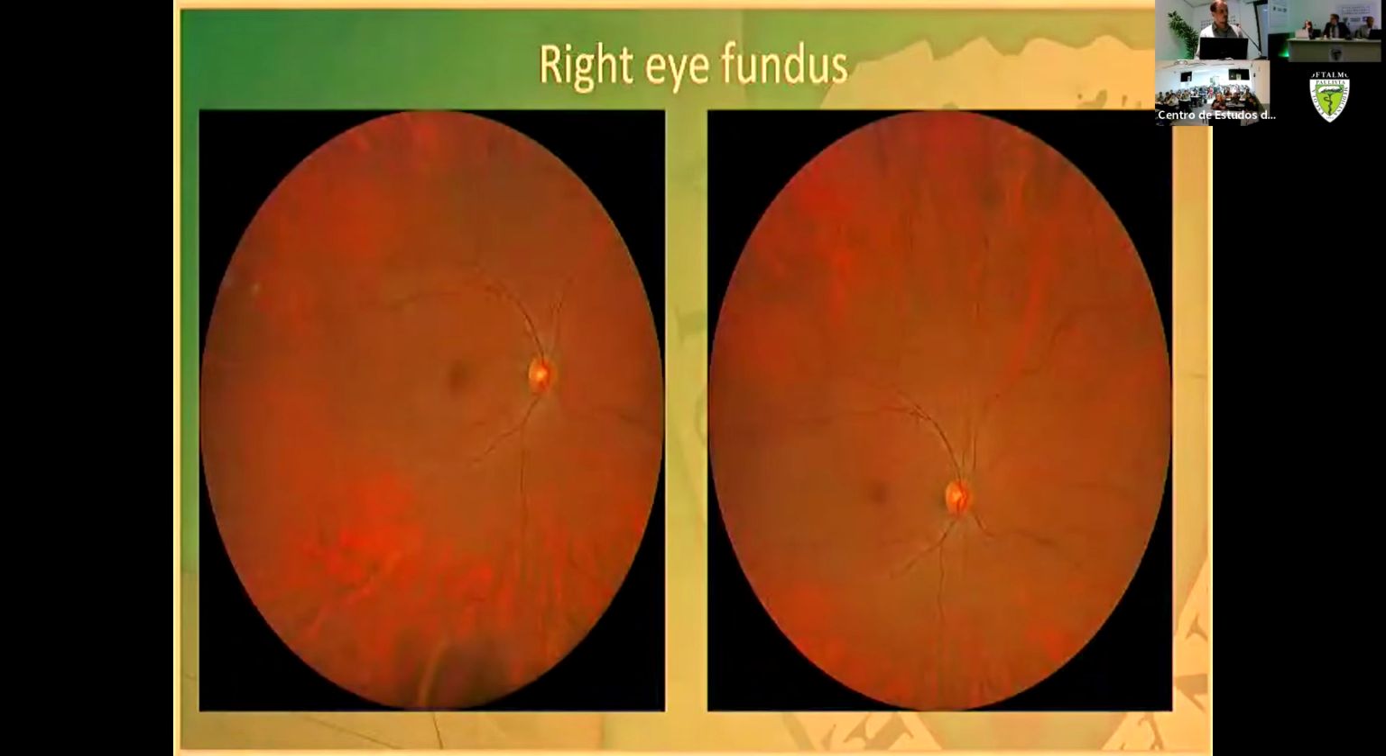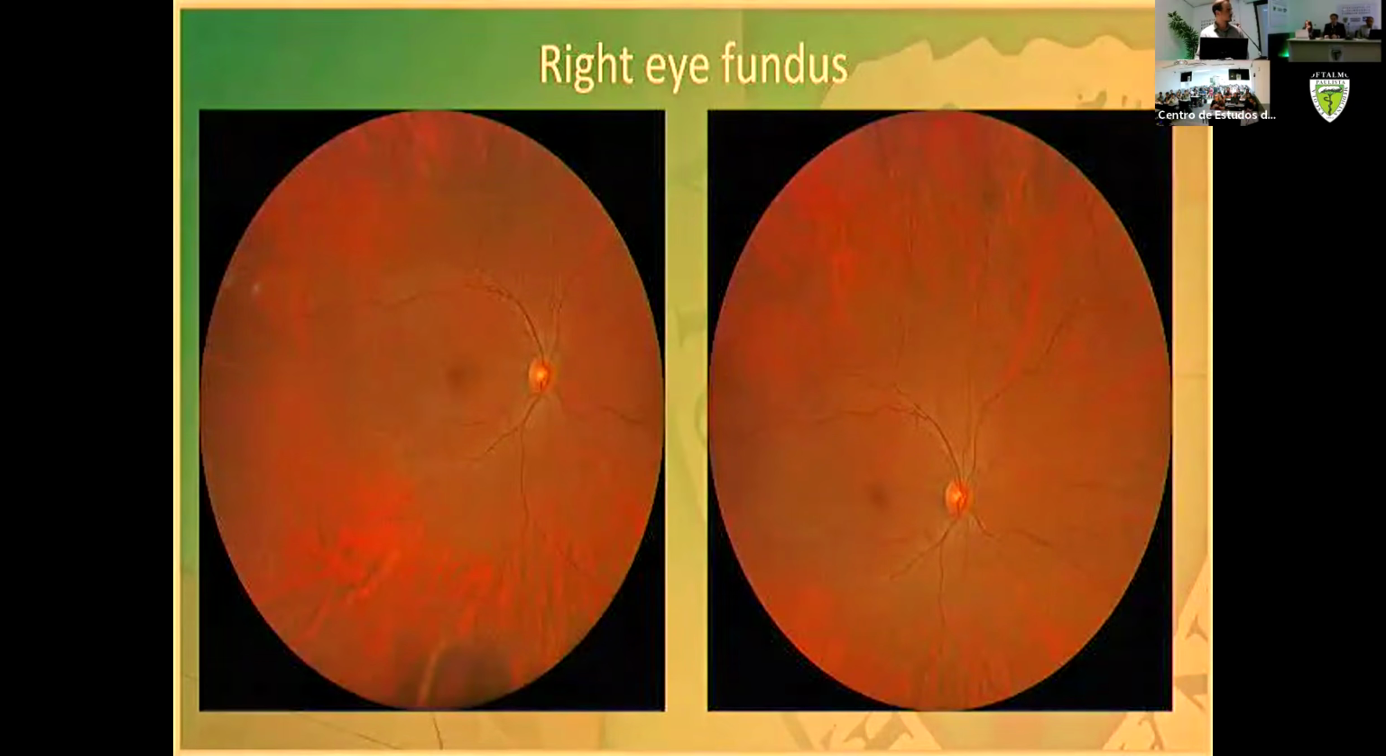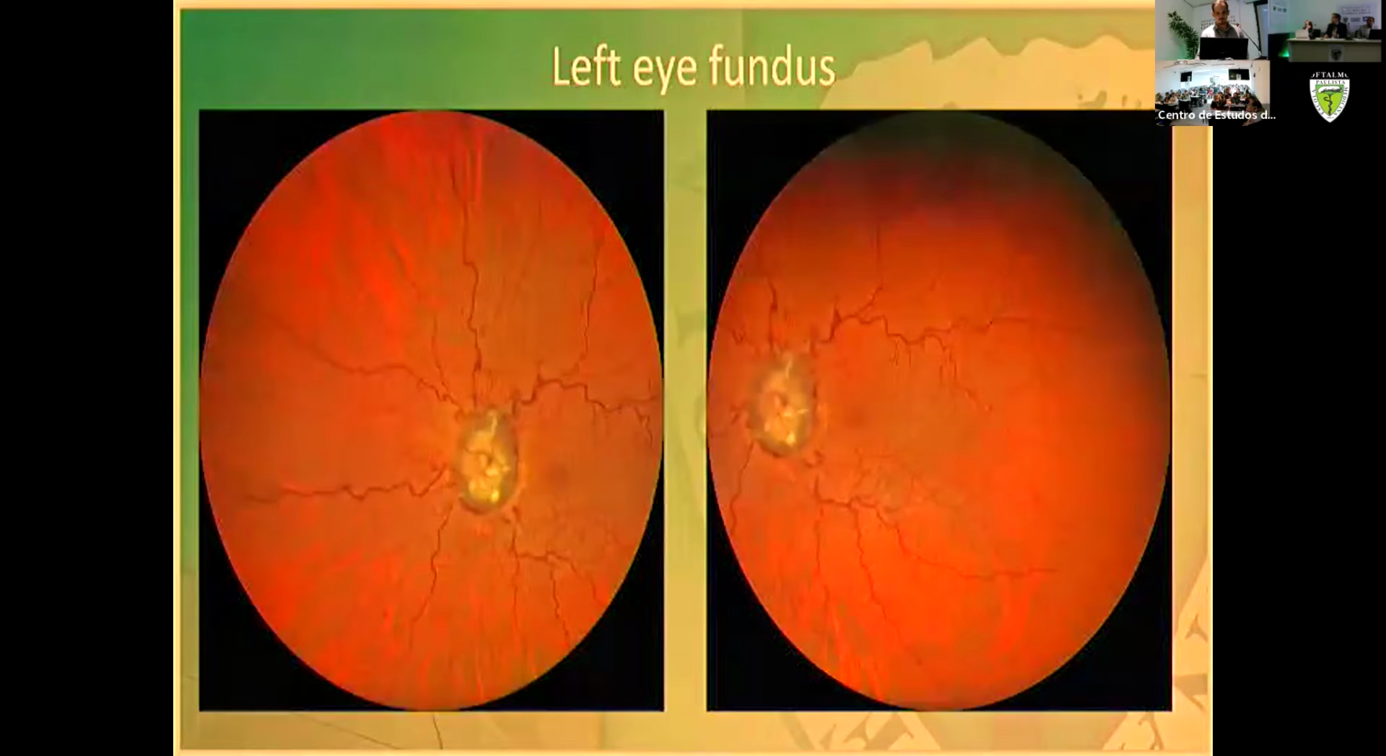Here is the right eye fundus. We can see it's unremarkable, with a pink optic disc, sharp margins, cup to disc ratio of about 0.4, macula and vessels normal, and the retina is attached.